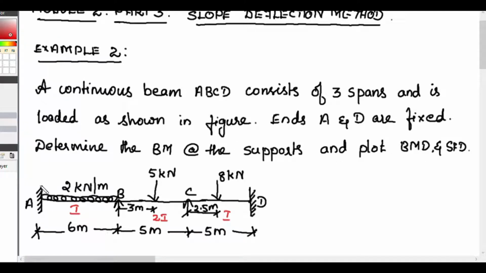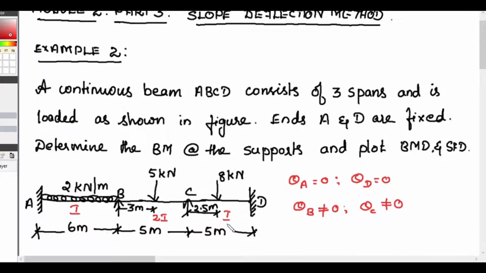So see what is given to us, the end A is fixed, end D is fixed. That means our theta A will be equal to 0 and theta D will be equal to 0. That is, slope at A is equal to 0 and slope at D will be equal to 0. Now there is no settlement of supports, so delta will be 0 everywhere. The deflection or deformation is 0 everywhere. So the unknowns are theta B is not equal to 0 and theta C is not equal to 0.